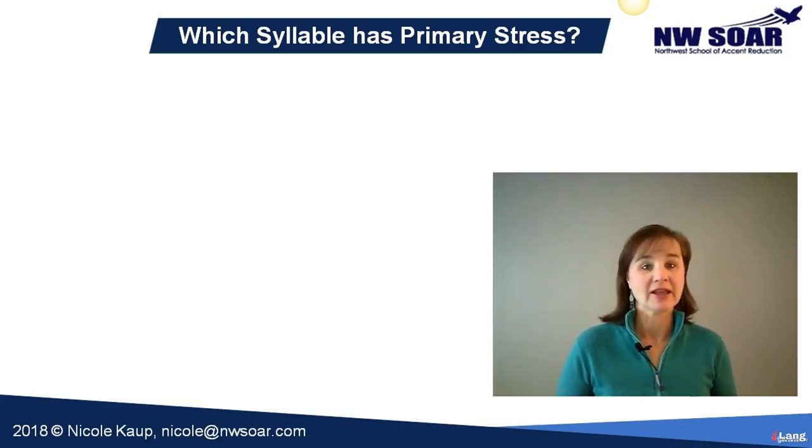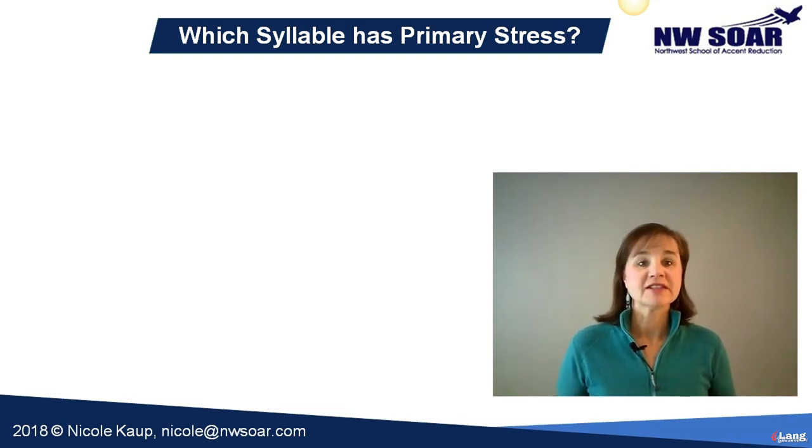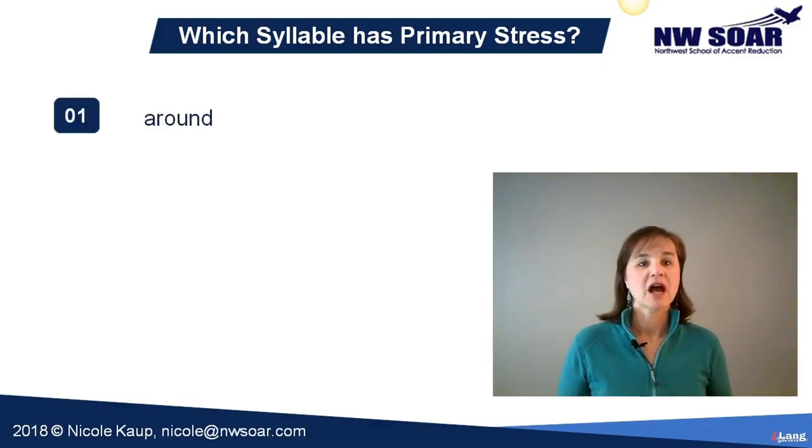Let's take a quick quiz. Which syllable has the primary stress in the following words? Now remember, the syllable with the primary stress is said louder and longer. Around. Around. Now the second syllable is the primary stress syllable. Round is louder and longer with a clearly understandable vowel sound.